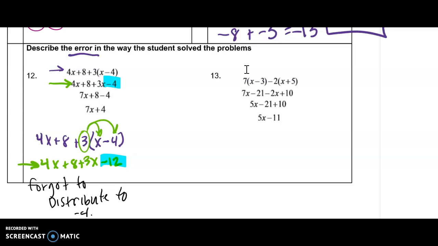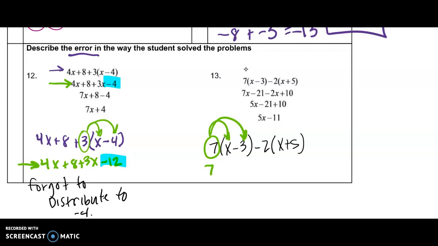So let's do number 13. I'm going to rewrite the problem. I'm going to distribute by 7. So everything inside the first set of parentheses, 7 times 1x is 7x, 7 times 3 is negative 21. Then I take this negative 2 and I'm going to distribute that to the next set of parentheses. Negative 2 times x is negative 2x. Negative 2 times 5 is negative 10.